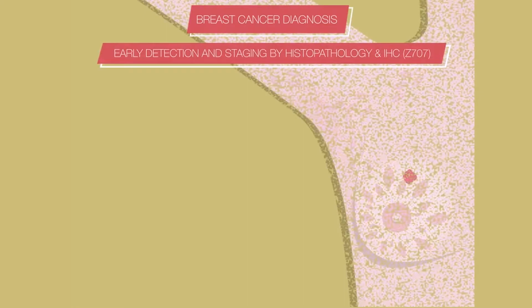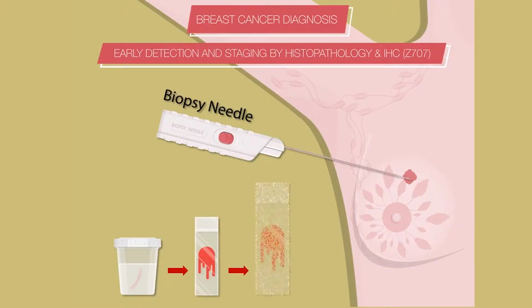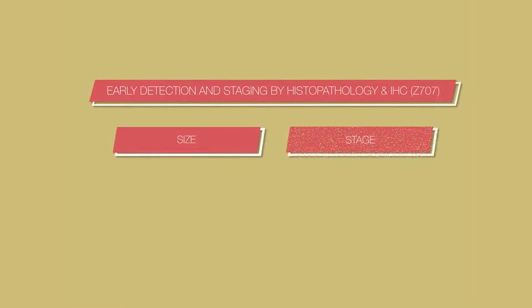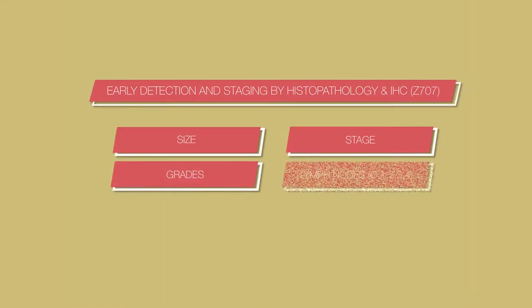Breast cancer diagnosis through histopathology final diagnosis panel Z707. IHC, or immunohistochemistry, is a special staining process performed on fresh or frozen breast cancer tissue removed during biopsy. The panel gives histopathology included in it, along with an unlimited set of IHC markers to arrive at the final diagnosis: size, stage, grade, lymph nodes, 0, 1, 2, 3, 4.